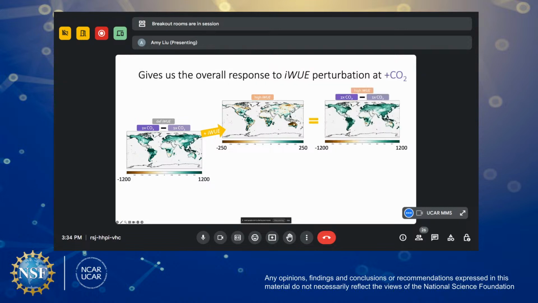And if we add these two plots together, this gives us the overall response to intrinsic water use efficiency perturbation at increased carbon dioxide.